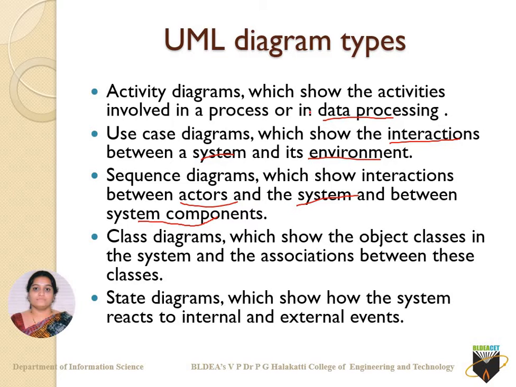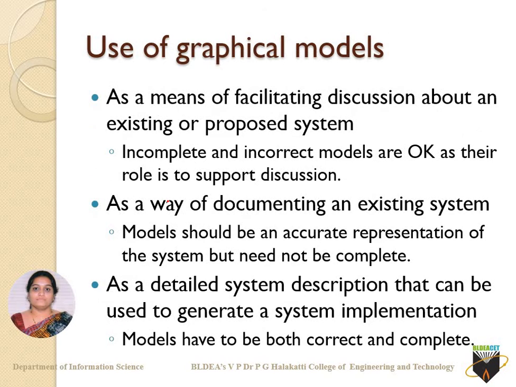Then come class diagrams. We have come across good enough examples on class diagrams, and now you are in a position to explain what an object is, what classes are, what associations between the classes are and other things. What are state diagrams? A state diagram shows how the system reacts to internal and external events. Ultimately, state diagrams are not drawn for all the class diagrams or all the system compositions, but only for the things which are complicated or complex. That's your UML diagram types.